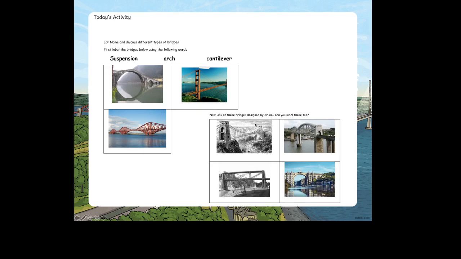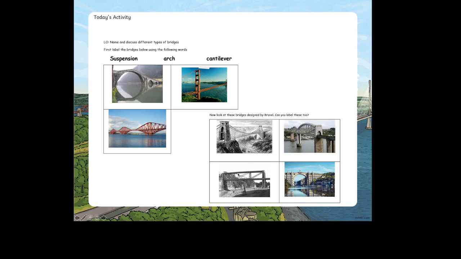Okay? And now on the second half of the sheet, you've got these 4 pictures. These are the 4 bridges that Brunel made. Okay? So what types of bridges are they? So one is a beam bridge, one is a cantilever bridge, one is a suspension bridge, and one is an arch bridge. Can you label them? And that really is it for the first activity.